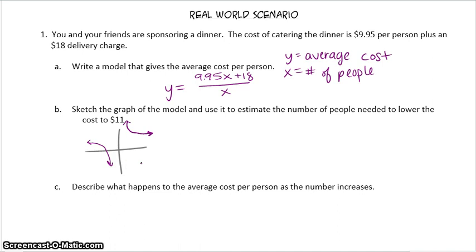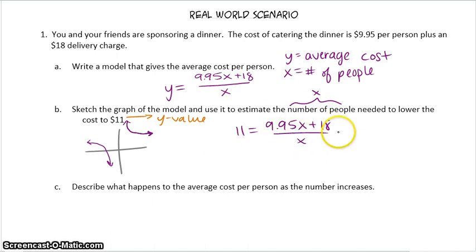If we want to use this graph to estimate the number of people needed, remember, number of people, that's our x. To lower the cost to $11, this $11, that is our y value. So what that means is when our y is $11, what is our x value going to be? So we plug in 11 for y, so we get 9.95x plus 18 all over x. So let's solve for our x.